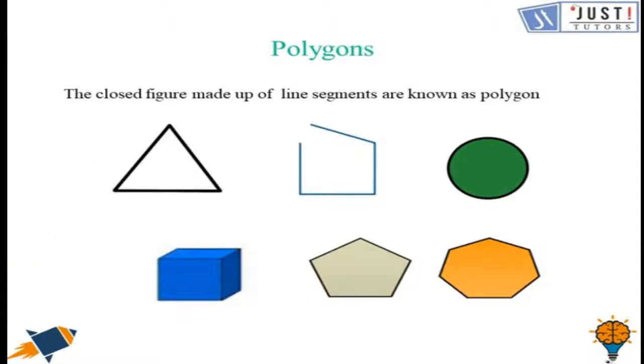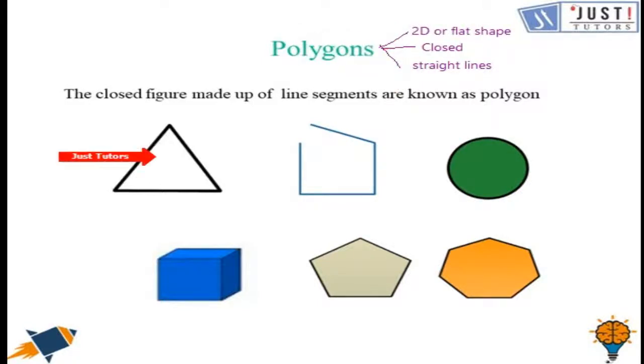Now let's move forward and let's talk about polygons. So we can say that a polygon is a closed two-dimensional shape which is made up of straight sides. And if we talk about the term two-dimensional, it means that it's a flat shape. So we can say that to be a polygon, these three properties have to be fulfilled.